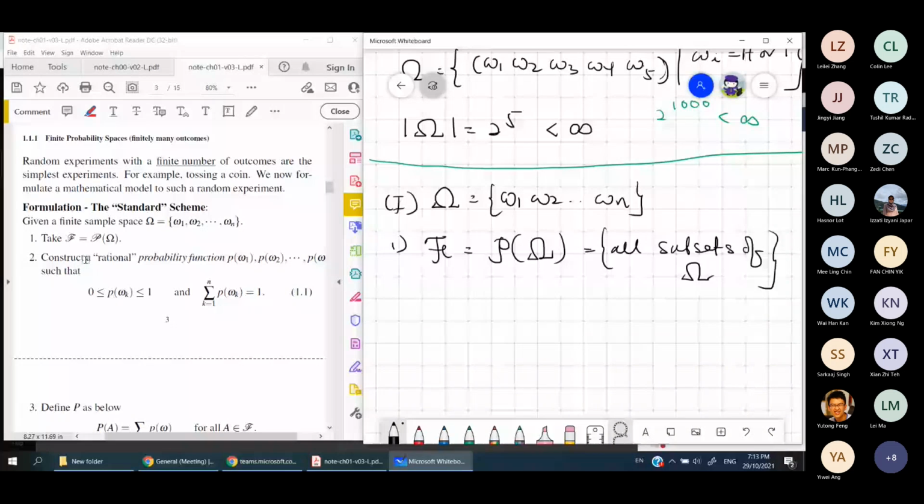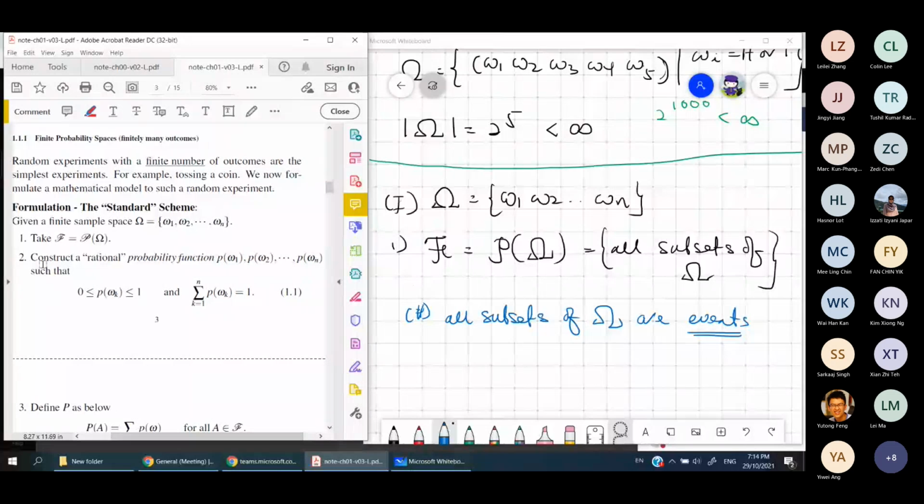So we can just simply take all the subsets. That means for the finite case, all subsets will be events. So all subsets of omega are events. Okay, so in this case, you don't have to worry about it. Everything will be an event. Okay, step number 2.